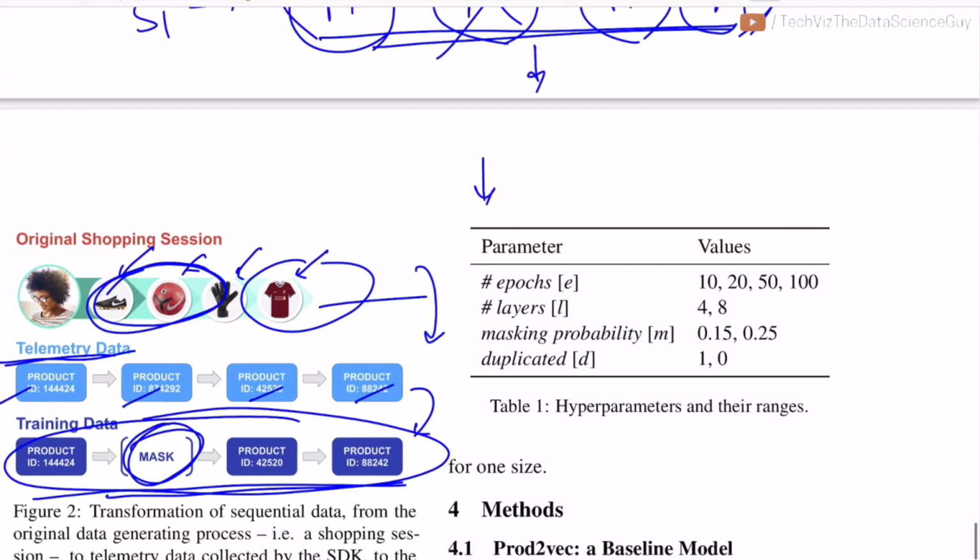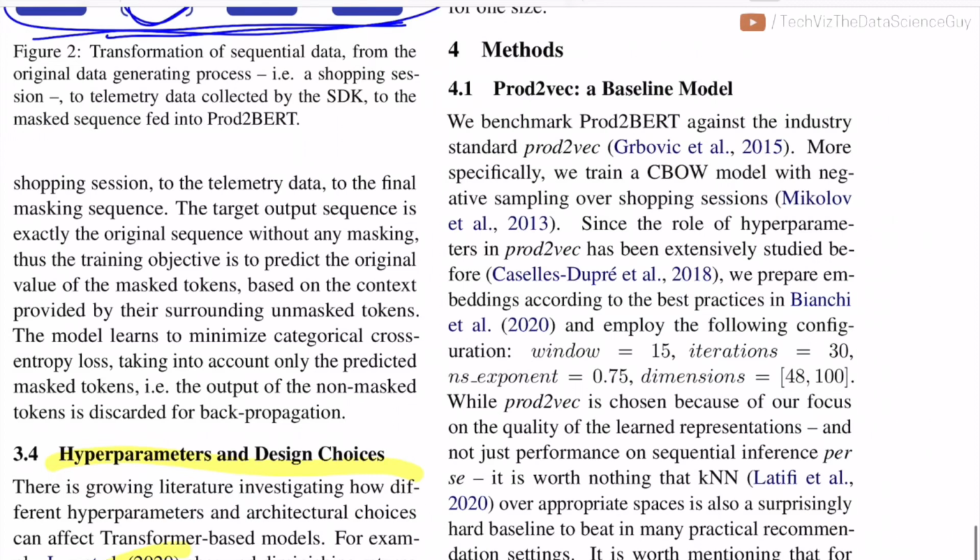Apart from this, they also tune other parameters such as epoch, layers, masking probability, as in what percentage of a sentence you would put as a mask token and do the prediction for, and the duplicate, which is a Boolean value, whether the data should be duplicated or not. They use prod2vec as their baseline method. Prod2vec, as I had already discussed, is trained with the continuous bag of words architecture with negative sampling over all the shopping sessions.